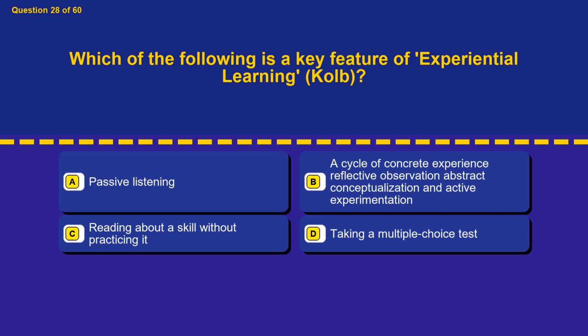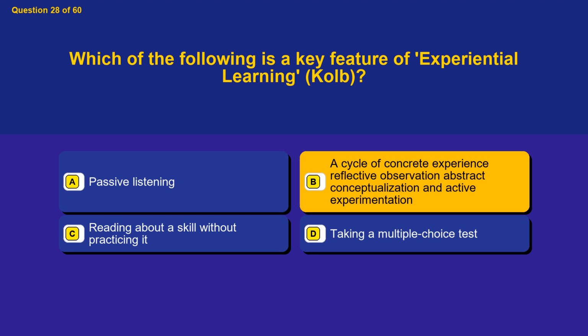Question 28. Which of the following is a key feature of experiential learning, Kolb? Option A, passive listening. Option B, a cycle of concrete experience, reflective observation, abstract conceptualization, and active experimentation. Option C, reading about a skill without practicing it. Option D, taking a multiple choice test.